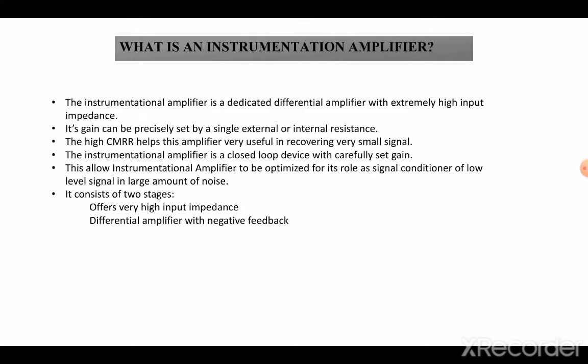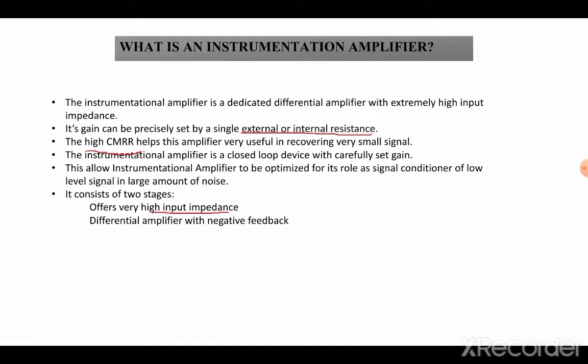In the previous slide, we got the basic definition of the instrumentation amplifier. In this slide, we will talk about the features that the instrumentation amplifier shows. The features include a high CMRR, CMRR being the common mode rejection ratio, low offset voltages, high input impedance, and high gain. It also has an external or internal resistance. All these parameters we will see in further slides.